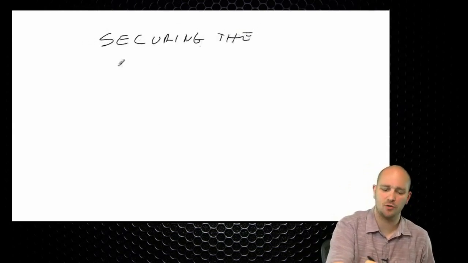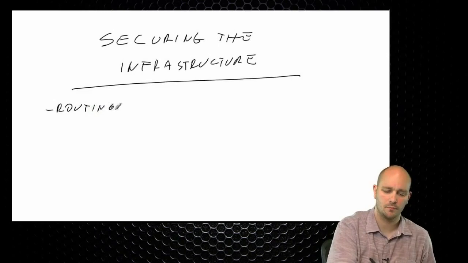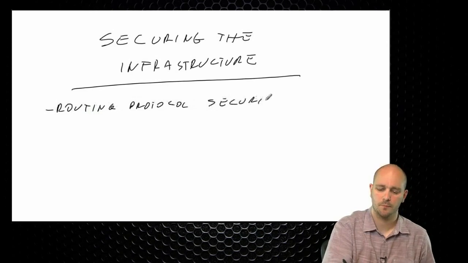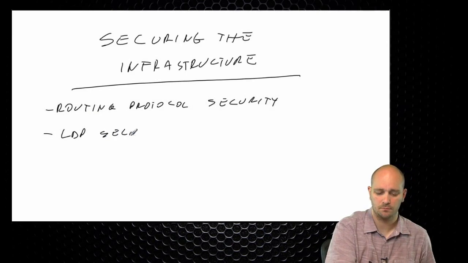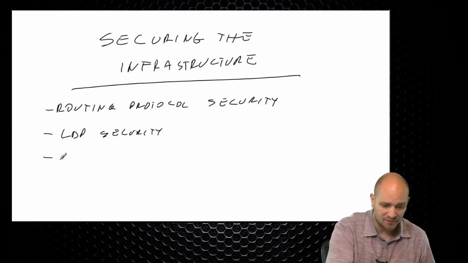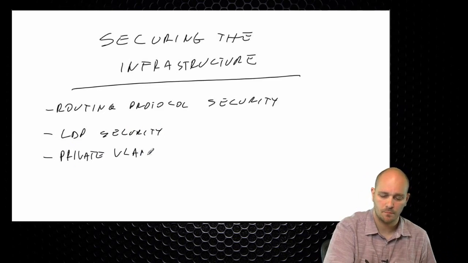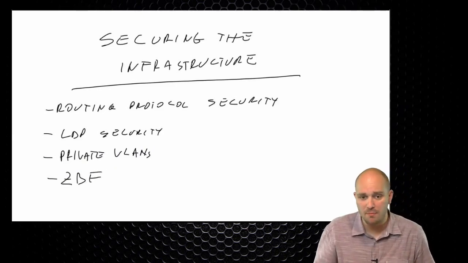So what I mean by securing the infrastructure is basically the routing protocol security, it is going to be LDP security, it is going to be things like private VLANs, and maybe zone-based firewall. Now, I'm saying maybe because you may or may not see it.